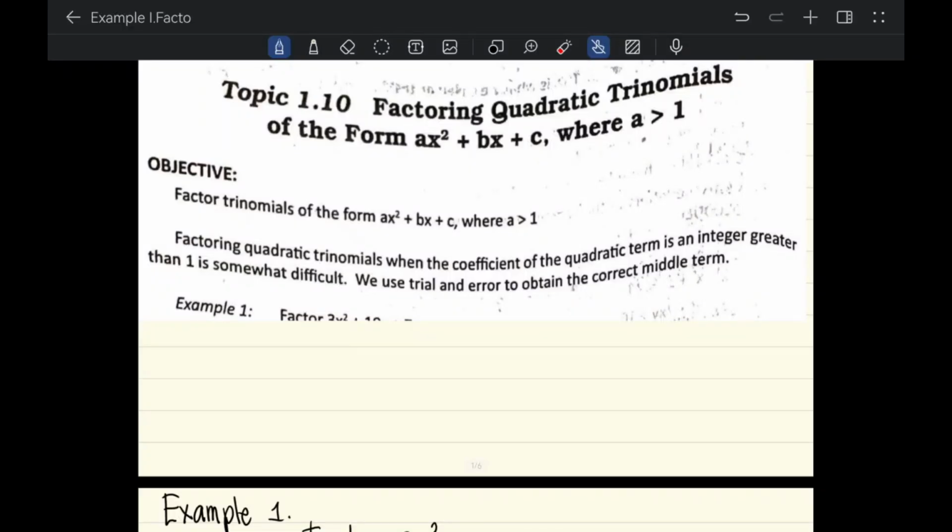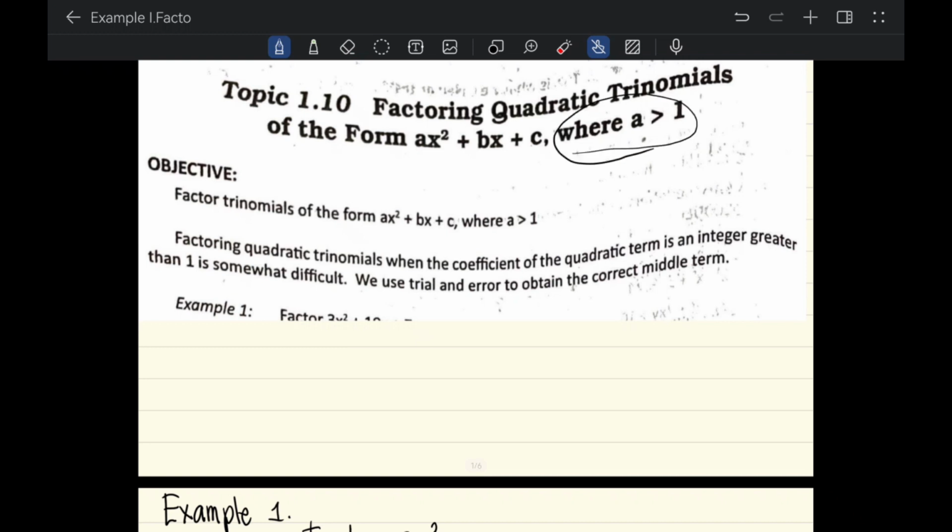Good day everyone. Today we are going to discuss factoring quadratic trinomials of the form ax squared plus bx plus c, where a is greater than 1. The objective for this lesson is to factor trinomials of the form ax squared plus bx plus c, where a is greater than 1. In our previous discussion, the value of our a is equal to 1. But now, we are going to discuss where a is greater than 1.